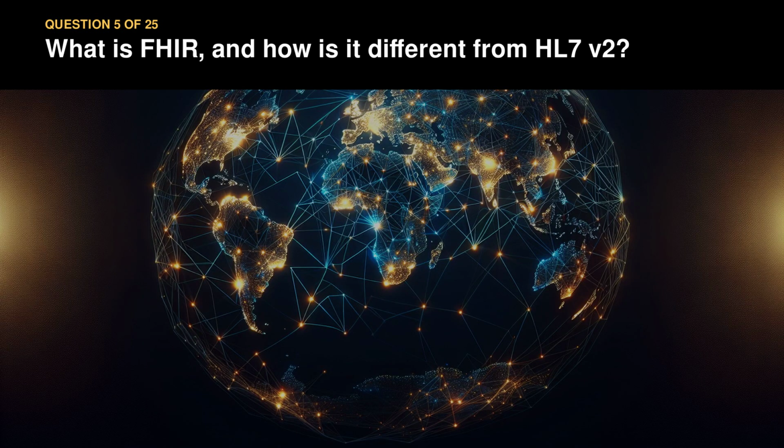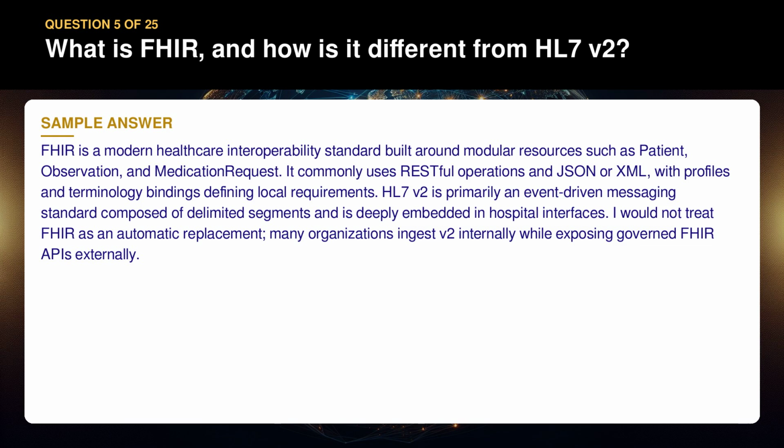Question 5. What is FHIR, and how is it different from HL7 version 2? FHIR is a modern healthcare interoperability standard built around modular resources such as patient, observation, and medication request. It commonly uses RESTful operations and JSON or XML, with profiles and terminology bindings defining local requirements. HL7 v2 is primarily an event-driven messaging standard composed of delimited segments and is deeply embedded in hospital interfaces.